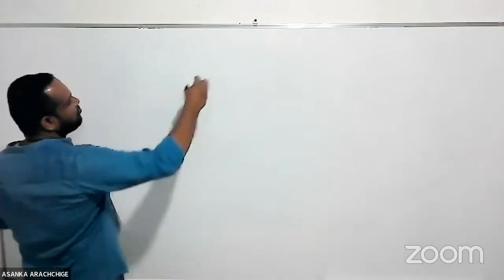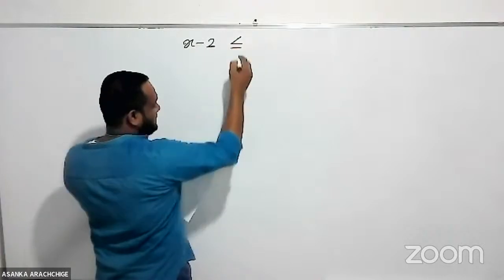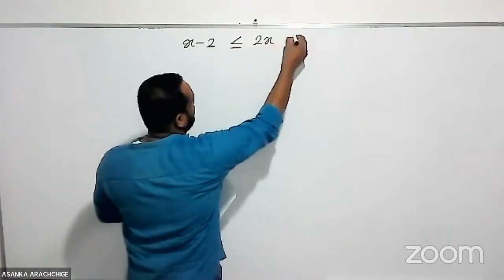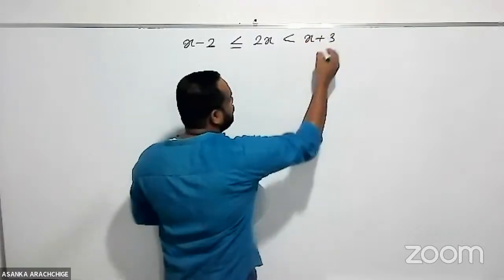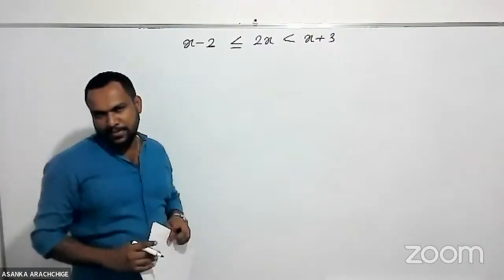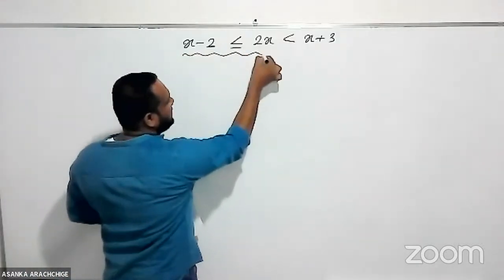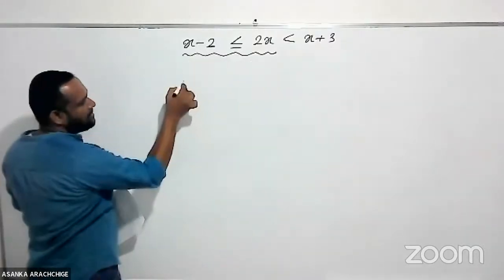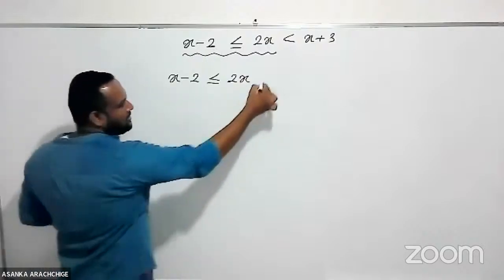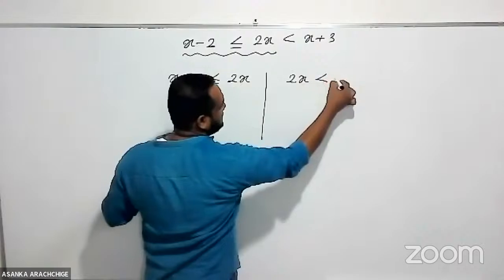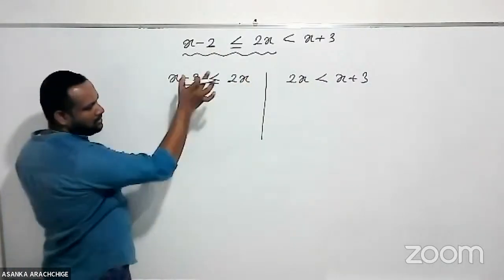x minus 2 is less than or equal to 2x, is less than x plus 3. When you have an inequality like this, separate that inequality into two parts. This is the first part, no? The first part says that x minus 2 is less than or equal to 2x. The second part is 2x is less than x plus 3. Clear? Now we are going to solve the first part.